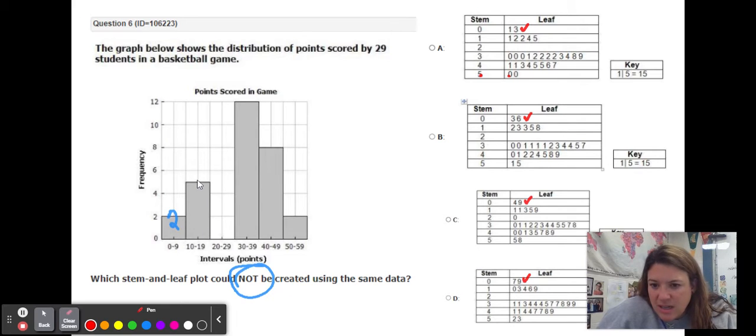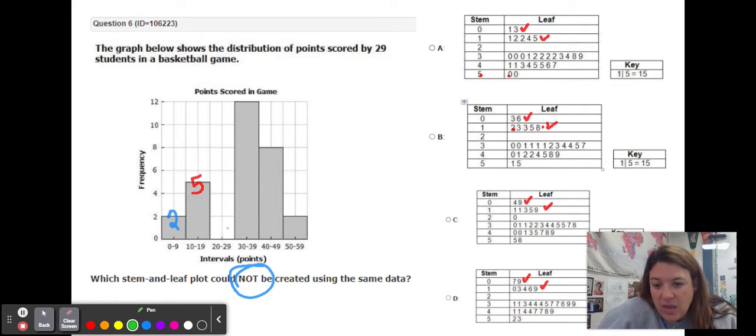All right, let's go to 10 to 19 has 5. 10 to 19 would be anything in this stem pretty much. 1, 2, 3, 4, 5, because that's 11, 12, 12, 14, 15. So that works. 1, 2, 3, 4, 5, that works. And that works. So that didn't help. Let's go to the next one.